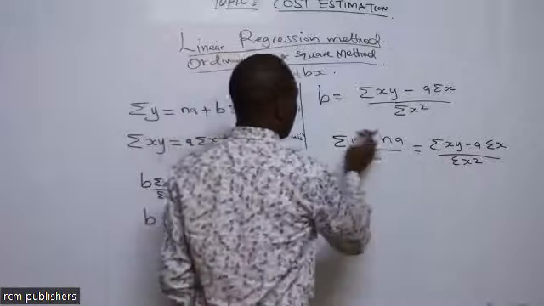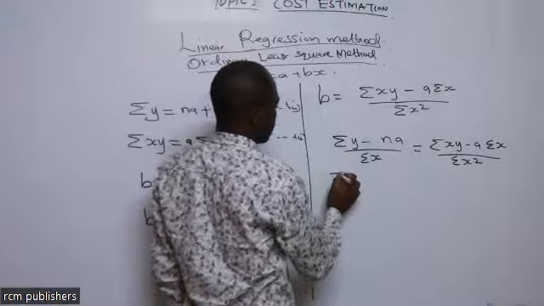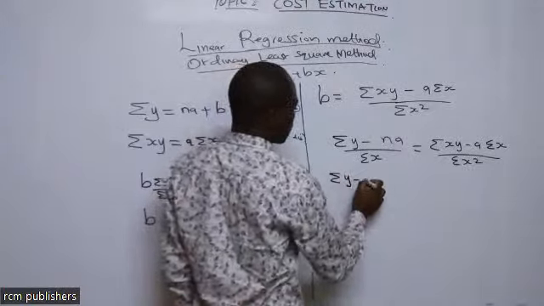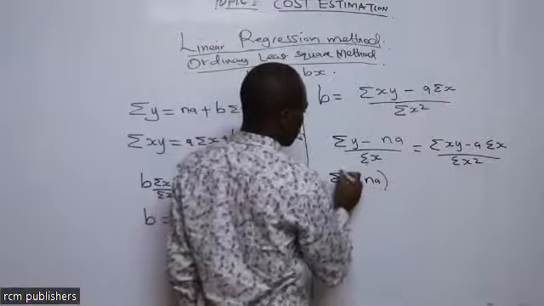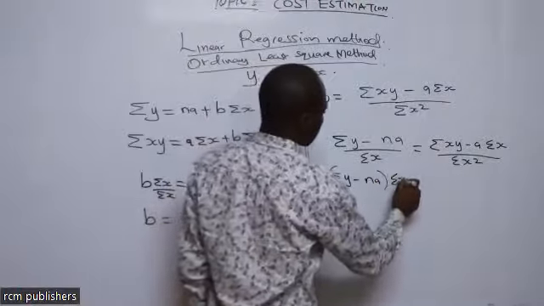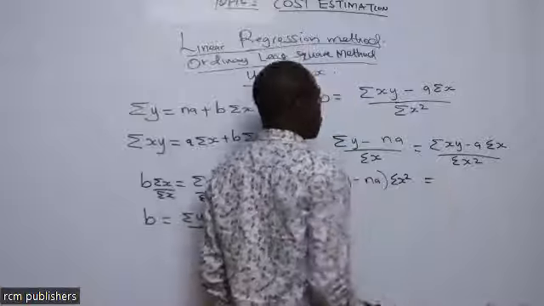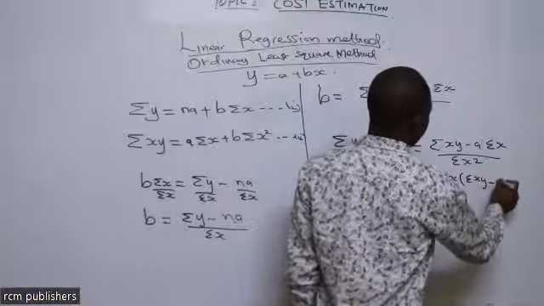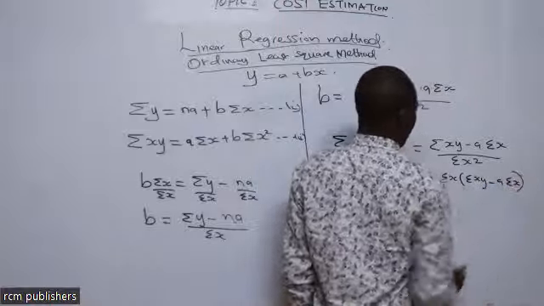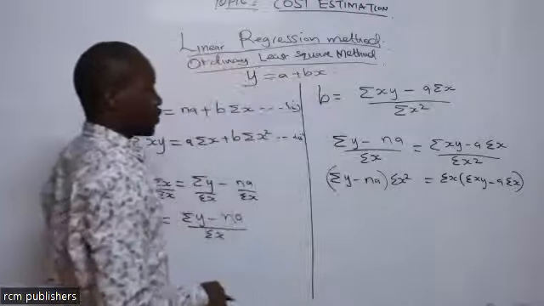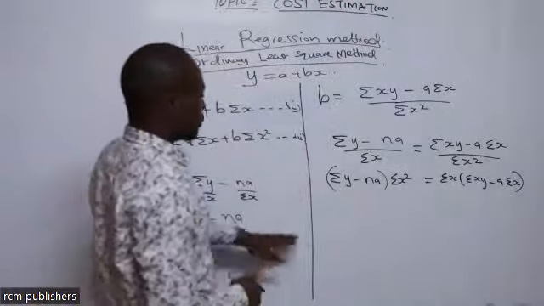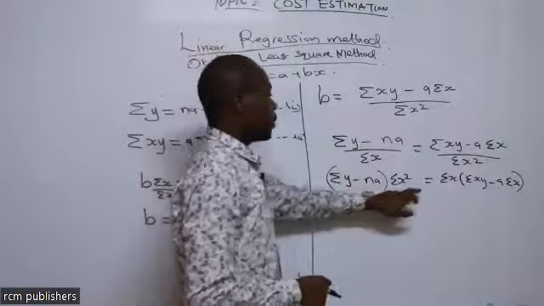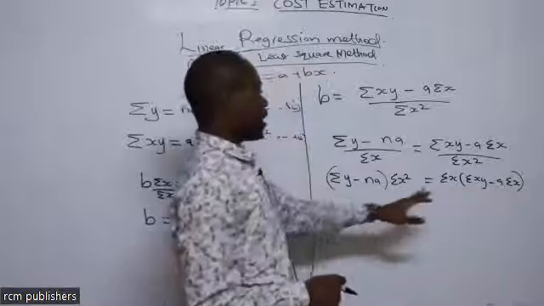So when we now bring this summation of Y minus NA, we have summation of X squared is equal to summation of X into summation of XY minus A summation of X. That is what we have. So if you look at it, you will be able to see we've eliminated B. We now remain with A, which we are looking for in these particular functions.